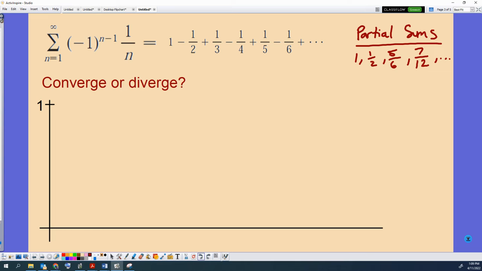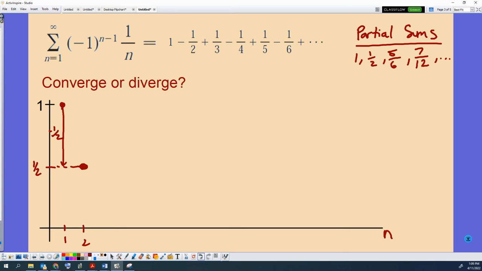So if we start at our partial sum of 1, what I'm going to do here is plot the partial sums as a function of n, right? So the first partial sum at n equals 1 would be 1, right? And then what did we do? Well, we had to add a negative 1/2 to that to get the next one. So we had to come down minus 1/2 to our next partial sum at n equals 2. And that brought us right here.